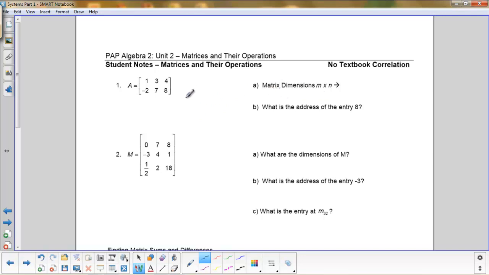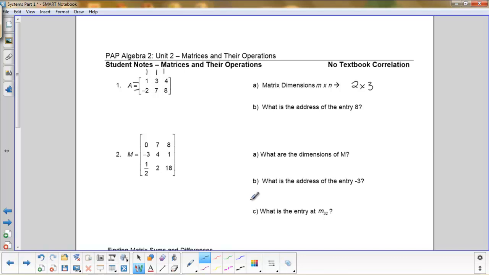All right, so the way that you measure matrix dimensions is rows by columns. So these are rows and these are columns. There are 2 rows and there are 3 columns. So that's a 2 by 3 matrix.